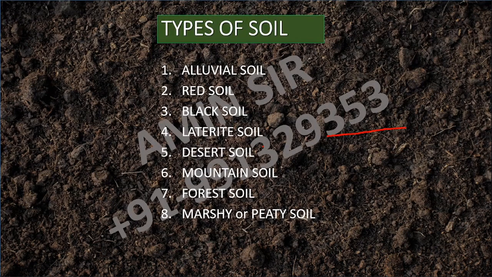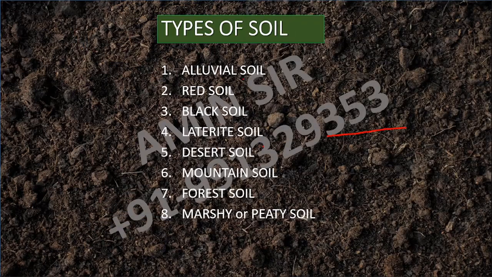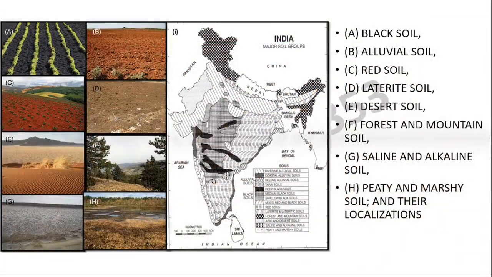We have different types of soils available. One is alluvial soil, red soil, black soil, laterite soil, desert soil, mountain soil, forest soil, and marshy or peaty soil. In total, 8 types of soil are available. Let's have a map on this.